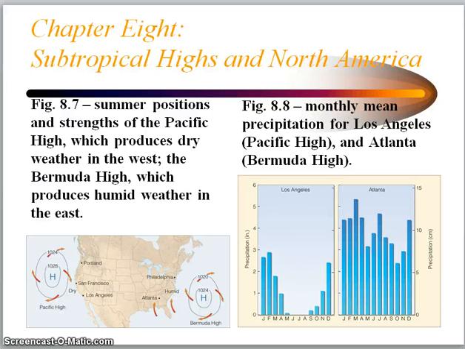Whereas in summer adjacent to the Bermuda High, because the eastern U.S. is on the western side of that high, they have ample precipitation in all seasons. Evidence, look at figure 8.8. Compare the monthly mean precipitation for Los Angeles, adjacent to the Pacific High, and Atlanta, which is adjacent to the Bermuda High. Notice how LA has a distinct wet winter and a distinct dry summer, where in Atlanta there is ample precipitation in all seasons.